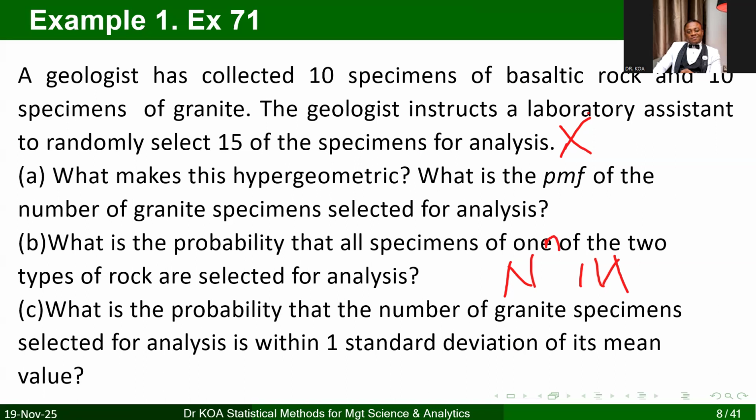Before we come to that, what does the PMF mean? Probability mass function. In this question, there is something that gives you the intention that you are sampling without replacement. How do we know that? Of course, it's not written verbatim for you to get it. We are sampling without replacement.